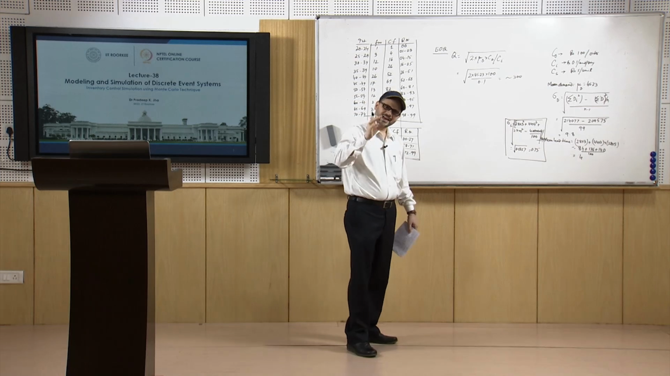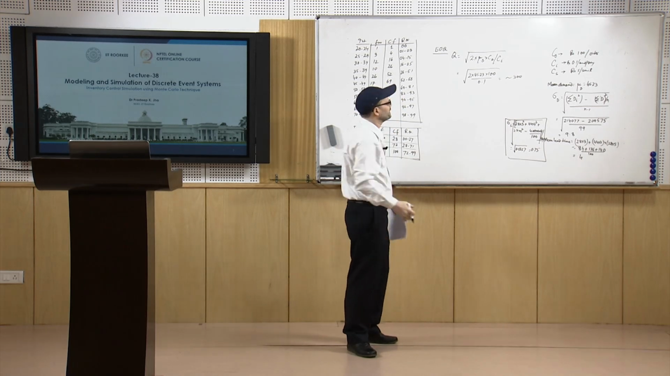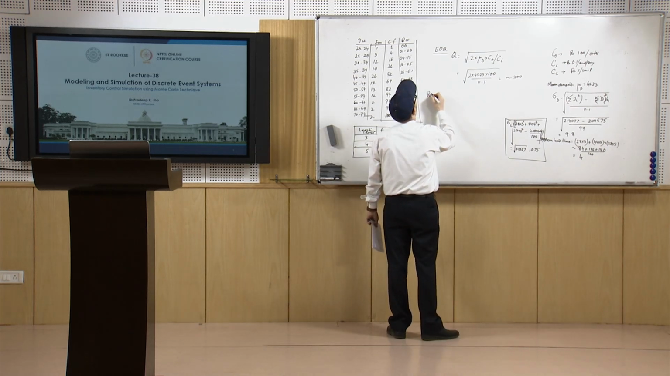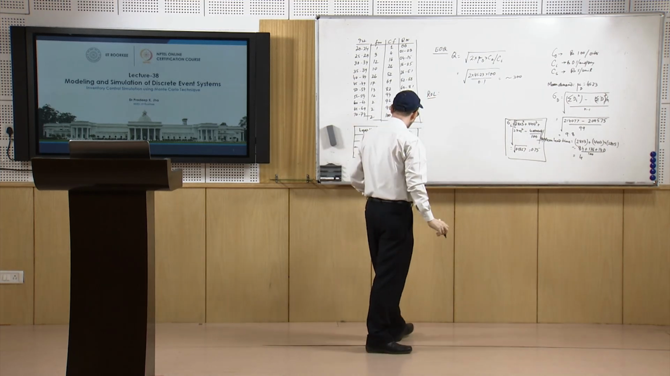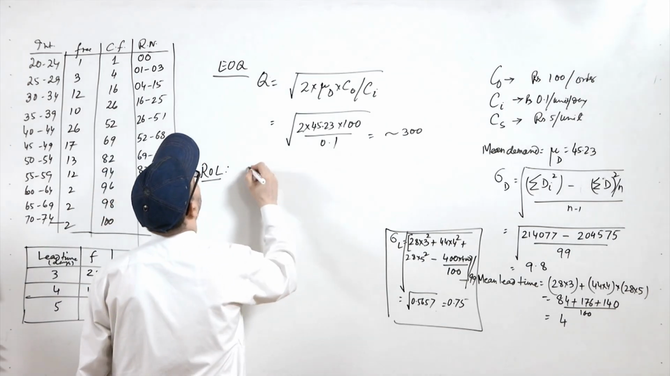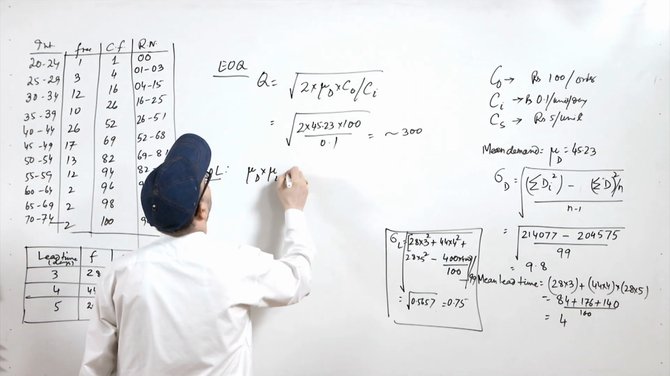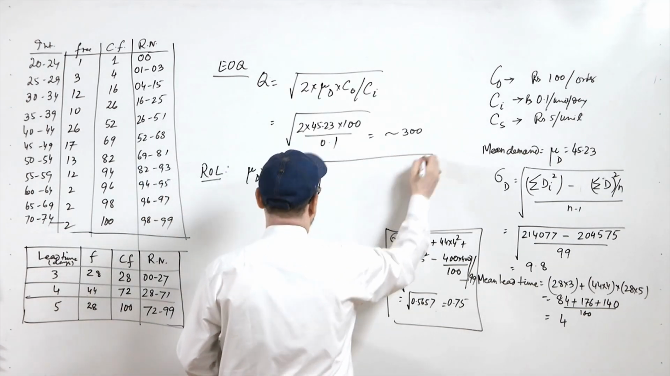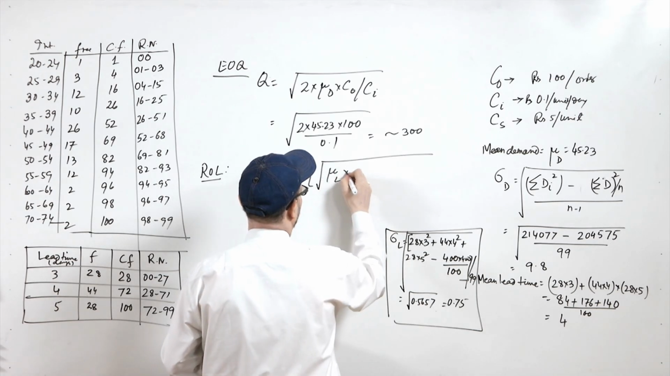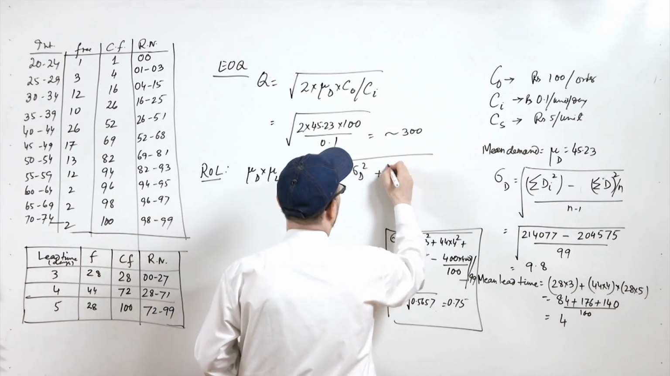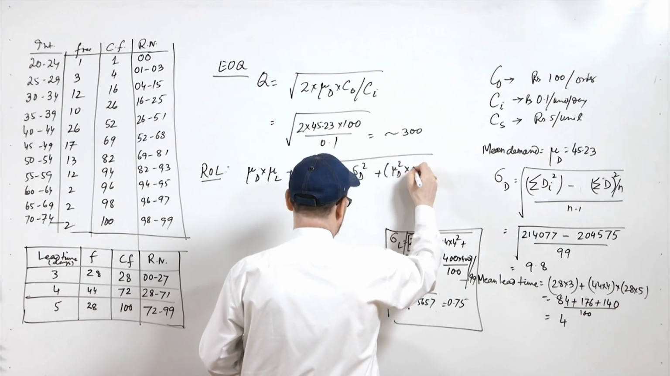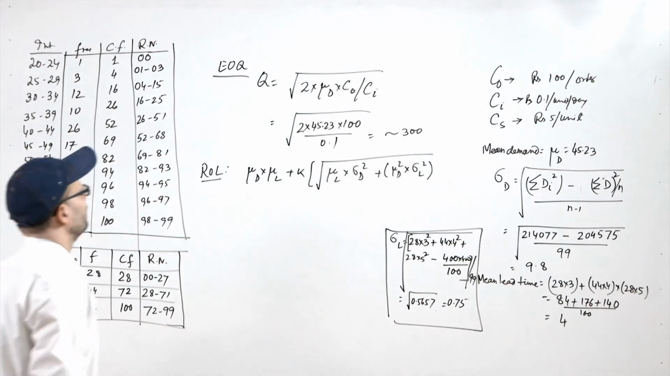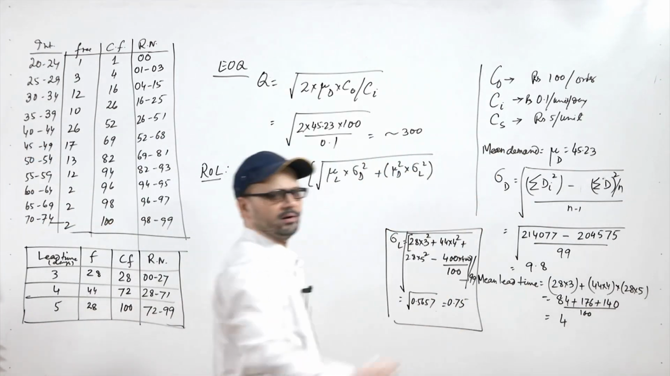Now, how to determine when to order? That is known as the reorder level. For the reorder level, the formula is mu d into mu l plus k into square root of mu l into sigma d squared plus mu d squared into sigma l squared. This is the formula used for calculating the reorder level.